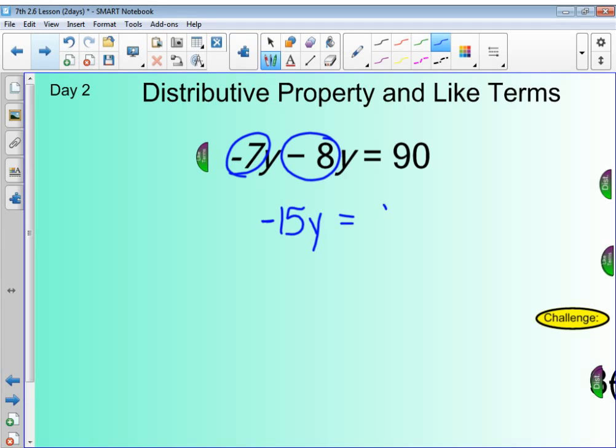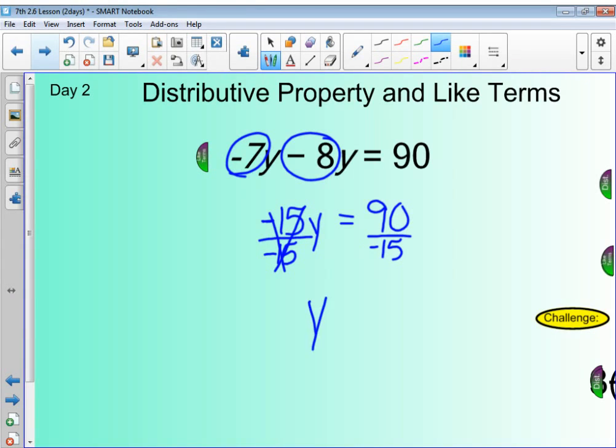And then equals 90. So that's our new step, is sometimes we might have to combine like terms. So now I have a negative 15y. Well, to get y by itself, it's multiplying right now, so we're going to divide by negative 15. Divide by negative 15.